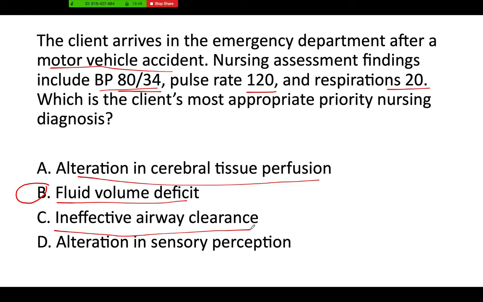Exactly. Very good. So respiration, the normal limit of respirations, depending on what source you look at, can be anywhere from 16, 17, 18, but 20 is definitely tachypneic. While it is tachypneic, it's not 30. Right? This patient is not hyperventilating at this point. And so anything in the airway, we can kind of rule out because while it is slightly tachypneic, it's not as critical as this blood pressure.